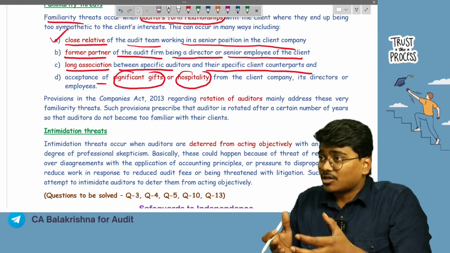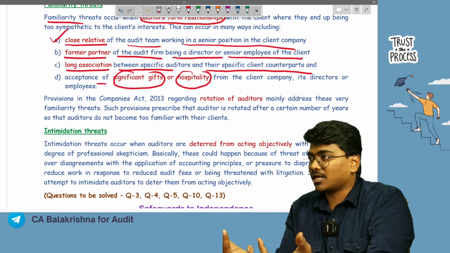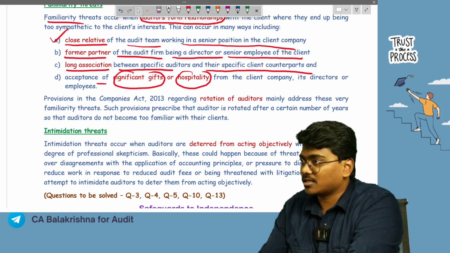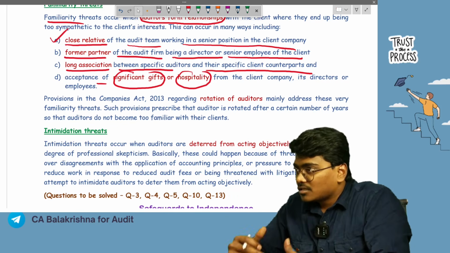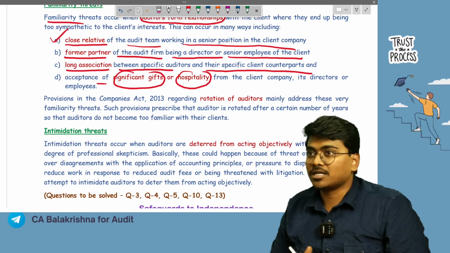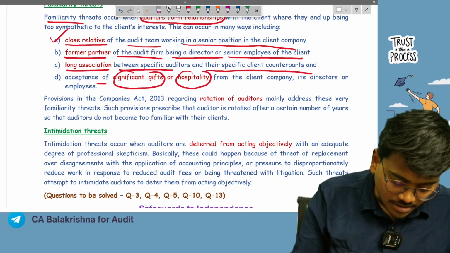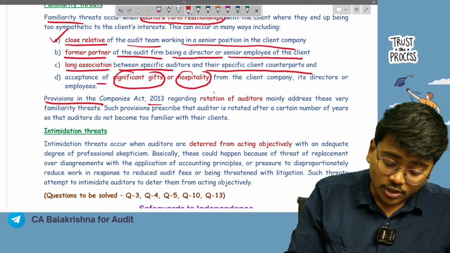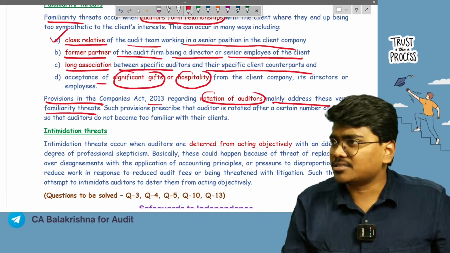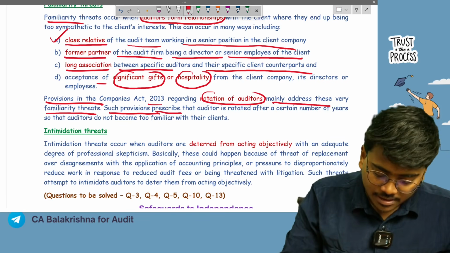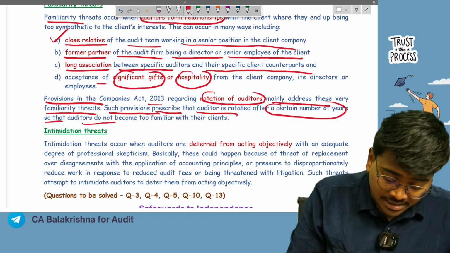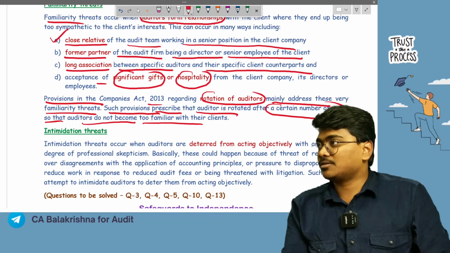Okay, so this is one of the safeguards, you can say. If you associate with the company for a long duration of time, familiarity threat will arise. To reduce that familiarity threat, the safeguard that the Companies Act itself has implemented is rotation of auditors. Understood? Any doubt? See, provisions in the Companies Act 2013 regarding rotation of auditors mainly address these very familiarity threats. Such provisions prescribe that auditor is rotated after a certain number of years, so that auditors do not become too familiar with the clients. Okay.